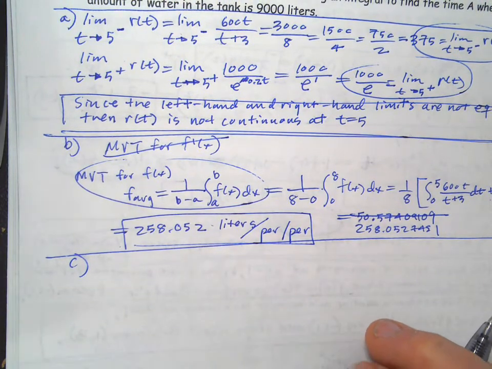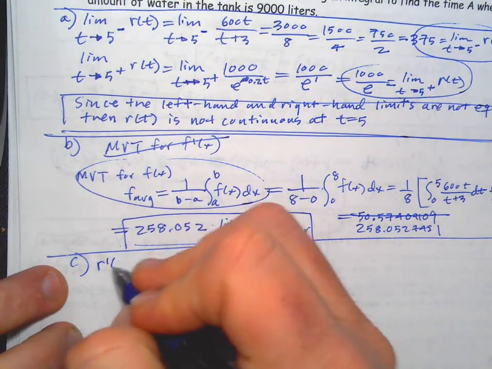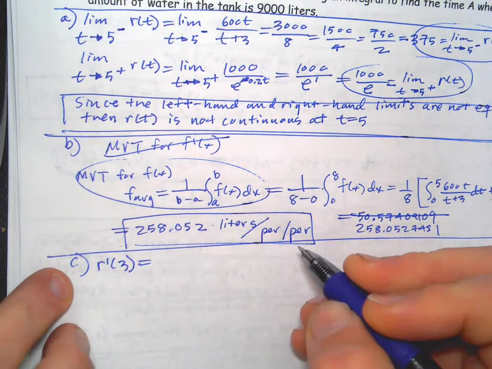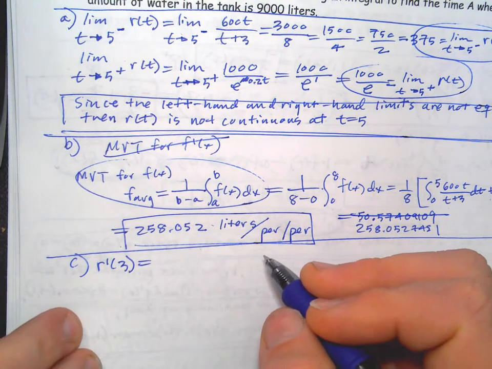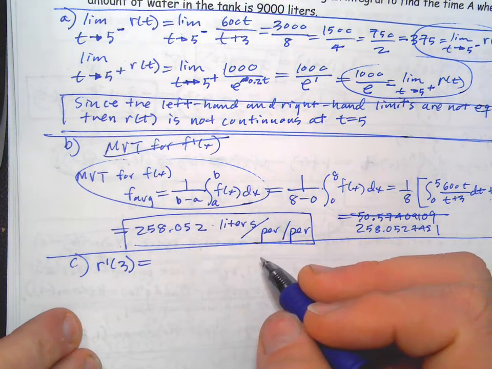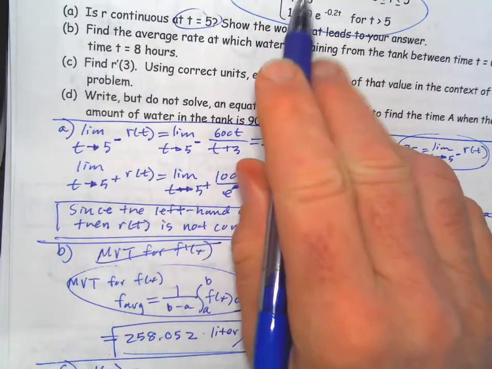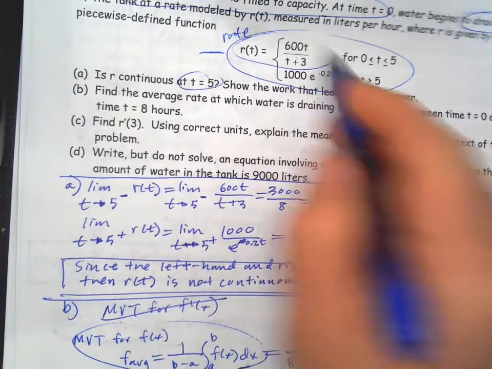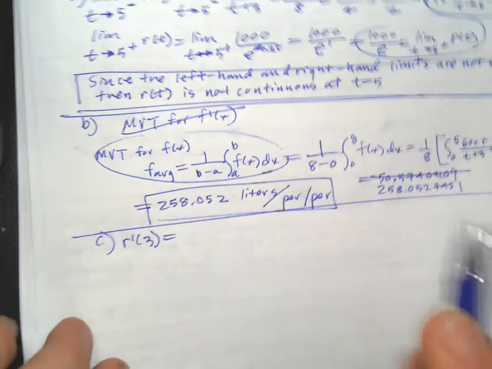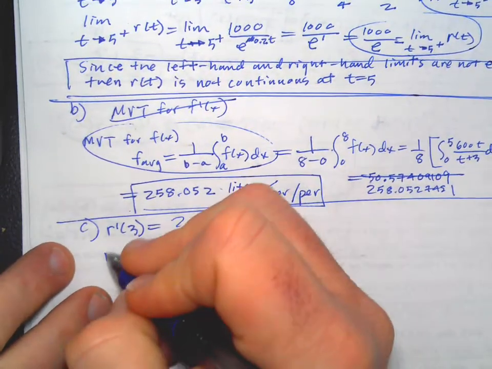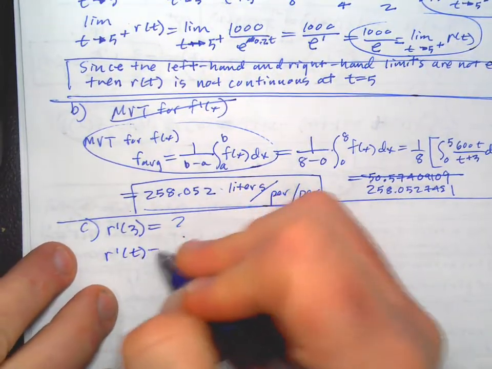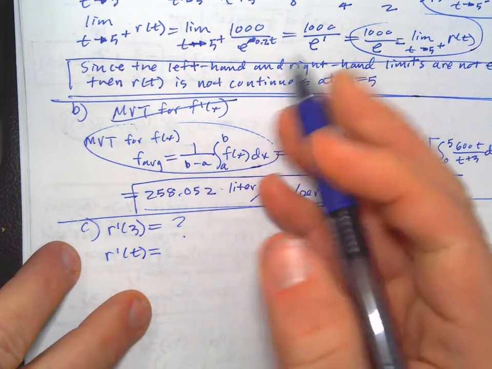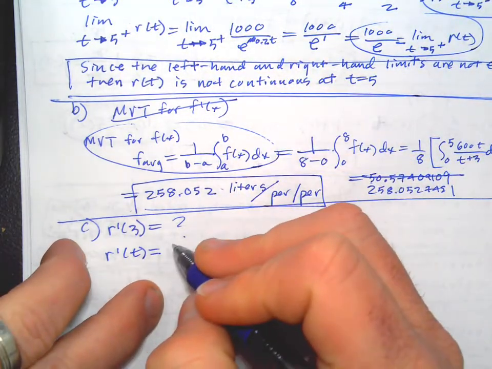C, I'm thinking you could do. It says find r prime of 3. Well, okay, r prime of 3. Well, r prime of 3 is going to be that derivative, the derivative of this right here. So we got to take that derivative. So let's find r prime first. In general, you can do both pieces, but we really just need that one.